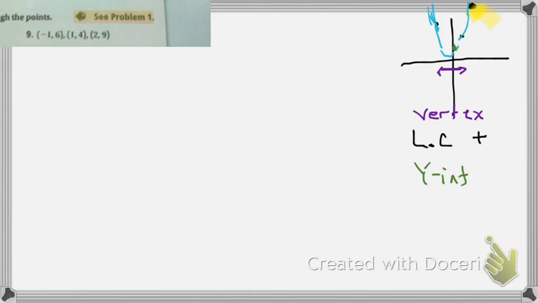We don't know the x-intercepts. So maybe not factored form. Yeah. We can put it into a table and try from there. We could try to put it into a table.